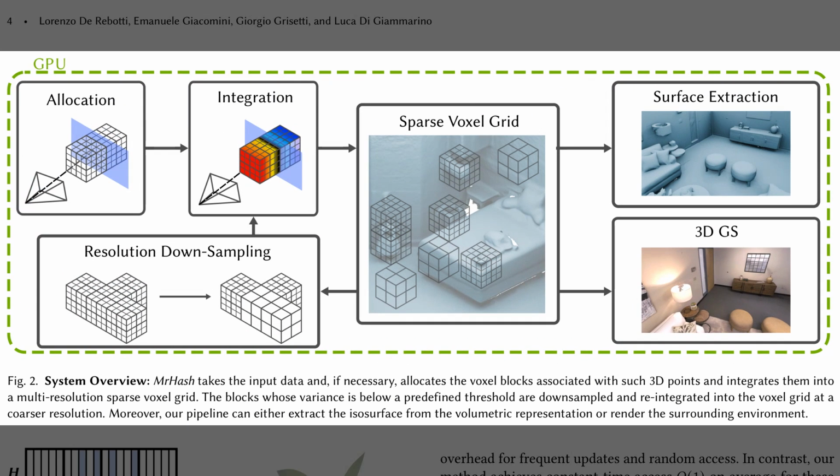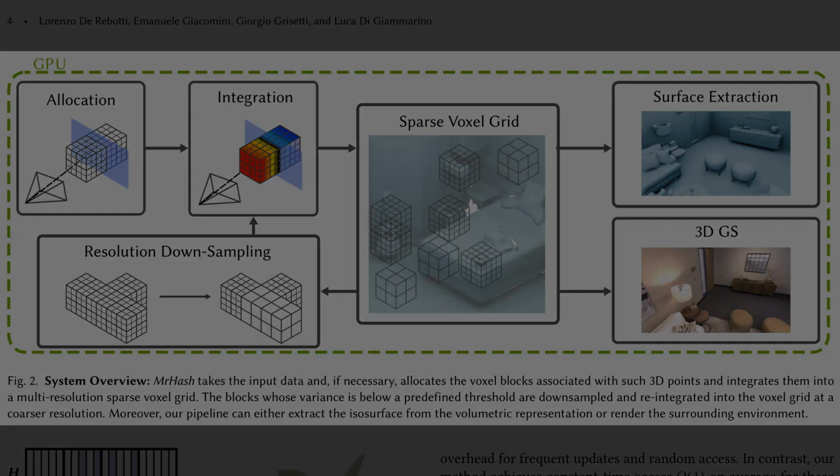The previous figure introduced the overall idea, and Figure 2 now spells out the concrete processing stages on the graphics card. The full diagram shows how input depth or point data first triggers voxel block allocation, then integration into a color distance field inside a sparse voxel grid. The lower left panel illustrates resolution downsampling, where low variance regions merge into coarser voxels. On the right, one branch performs surface extraction for clean meshes, while the other feeds the grid into 3D Gaussian splatting to render realistic views.